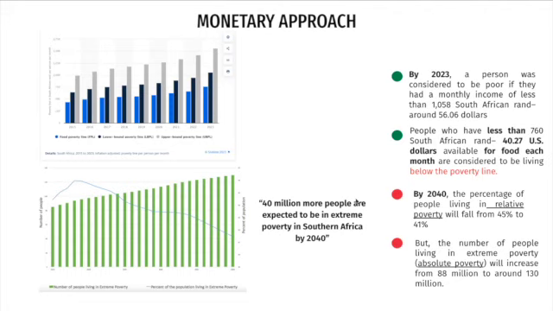Looking at the graph below, by 2040, it's predicted that the percentage of people living in relative poverty will fall from 45% to 41%, but the number of people living in extreme poverty, in absolute poverty, will increase from 88 million to around 130 million.